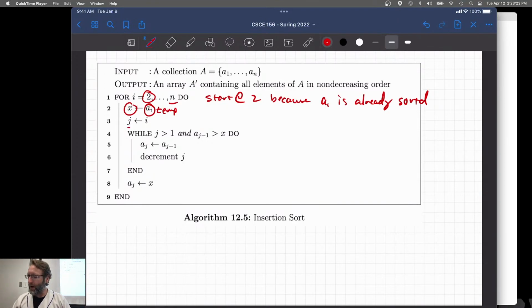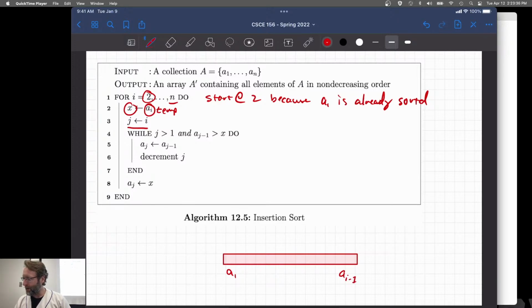I then start a j index variable here at I. Why? What is j going to do? Well, again, if you've got a1 through I minus 1 here, you are going to start at, here's a sub I, right, that you've already saved off into x. Do we need to start at j? Or I? I guess not. We could start at I minus 1, but we'll go with this pseudocode here.